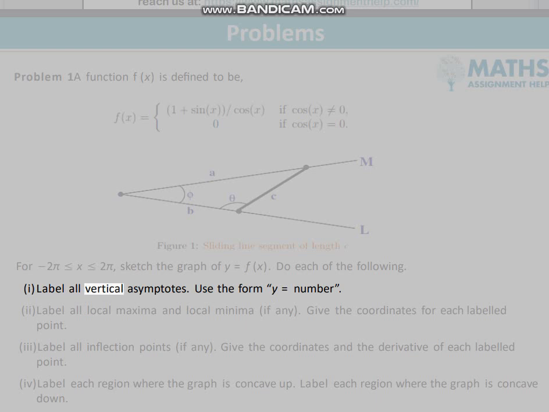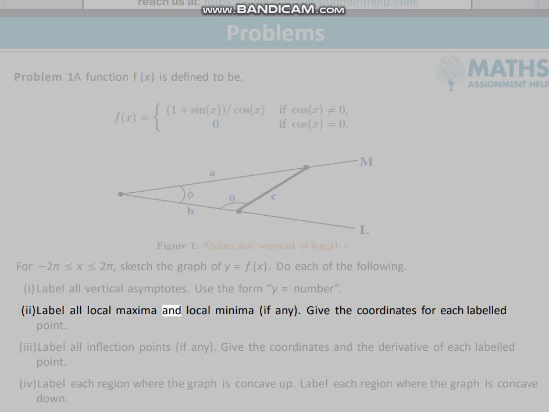1. Label all vertical asymptotes. Use the form y equals number. 2. Label all local maxima and local minima, if any. Give the coordinates for each labeled point.